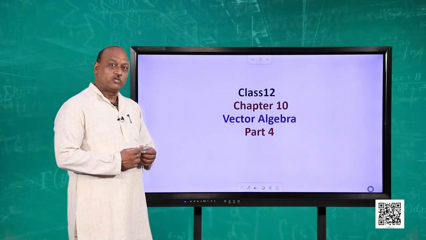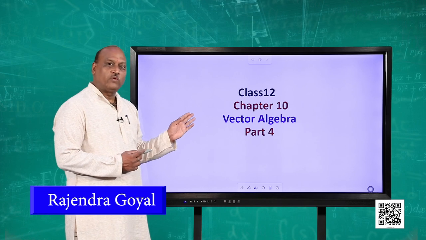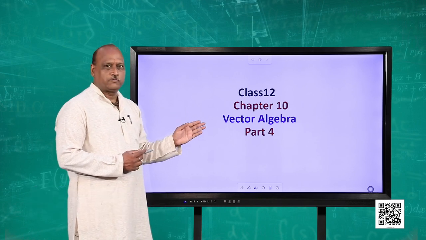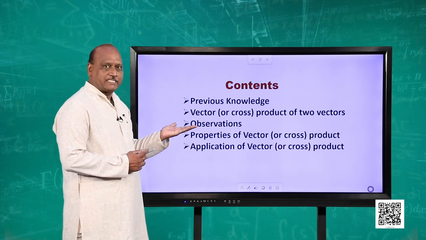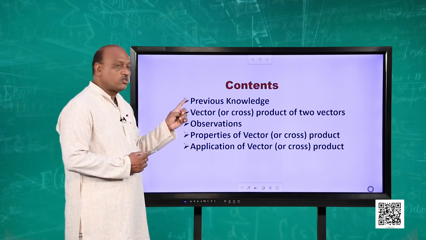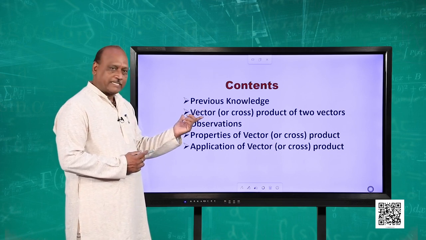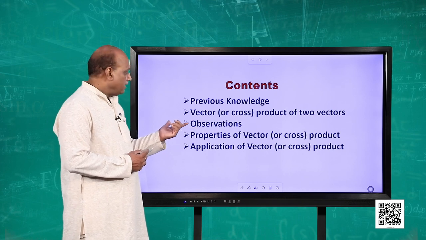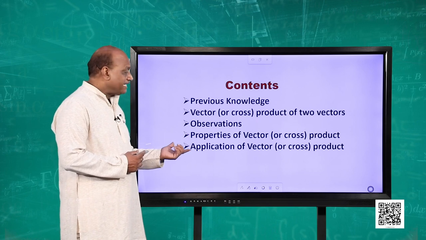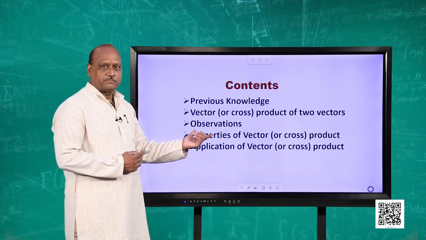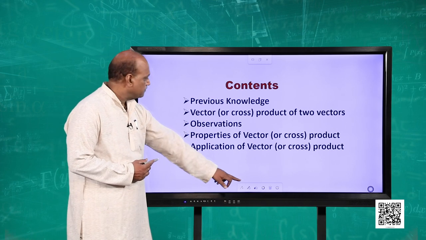Hello. Today we discuss class 12th, chapter 10, vector algebra, part 4. Let's see the contents of today's episode: previous knowledge of vectors, vector or cross product of two vectors, observations, properties of vector product, and finally application of vector product. So first, we recap vectors.